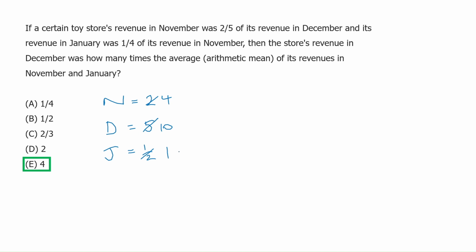Now, for the average part. The average of November and January is going to work out as (4 + 1) / 2. That's 2.5. Okay, I have another fraction here, but I think I can deal with it this time. The question is asking us, the store's revenue for December, that's 10 by my numbers, is how many times the average? That's 2.5 by my numbers. So 10 is 4 times 2.5, and that gets us to answer E.